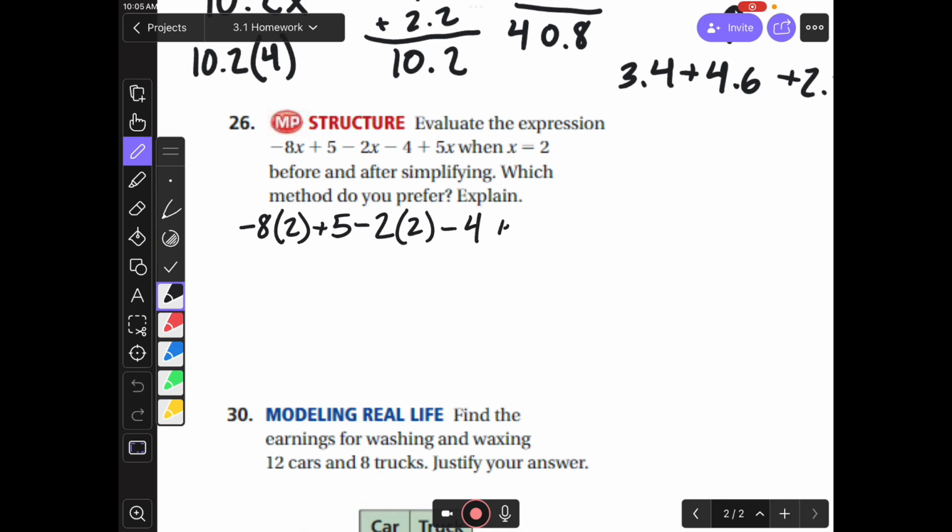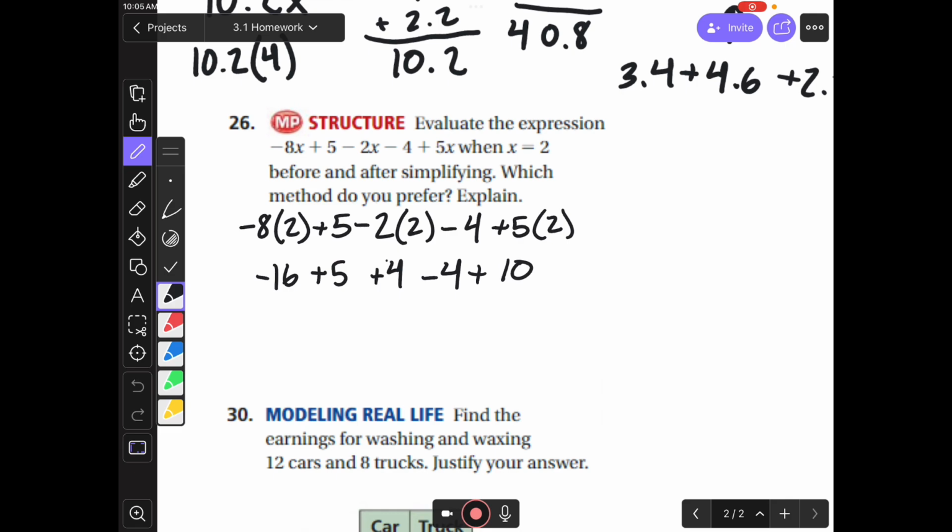Minus 4 plus 5x. Nope. I almost messed up right there. Wherever there's an x, I put in a 2. Negative 8 times 2 is negative 16. Negative 2 times 2 is negative 4. Minus 4 plus 5 times 2 is 10.